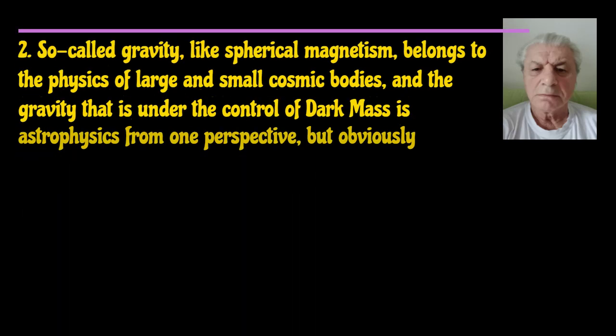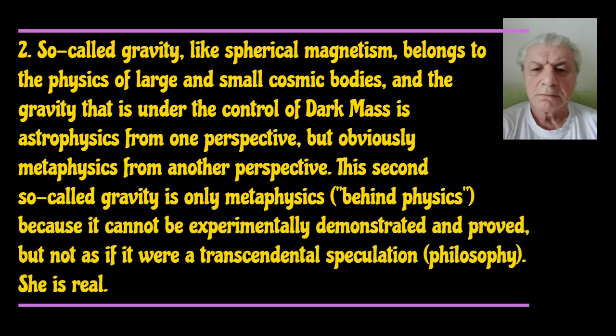2. So-called gravity, like spherical magnetism, belongs to the physics of large and small cosmic bodies, and the gravity that is under the control of dark mass is astrophysics from one perspective, but obviously metaphysics from another perspective. This second so-called gravity is only metaphysics, behind physics, because it cannot be experimentally demonstrated and proved, but not as if it were a transcendental speculation, philosophy.